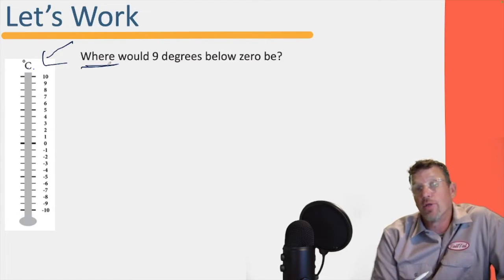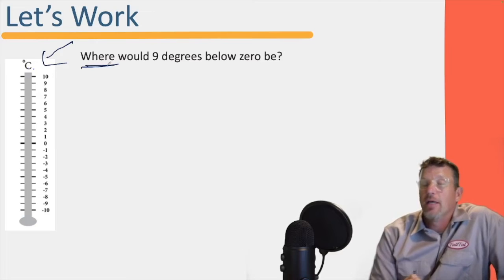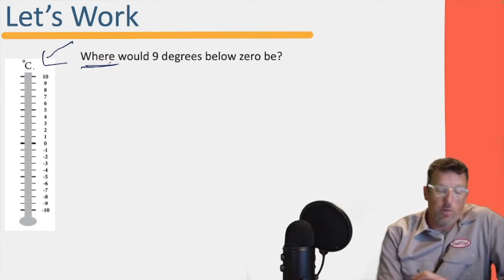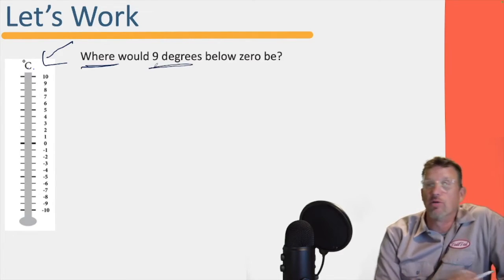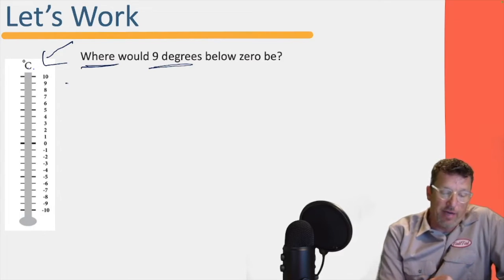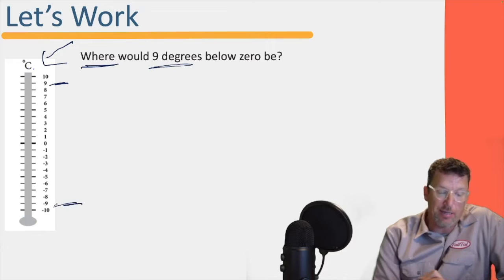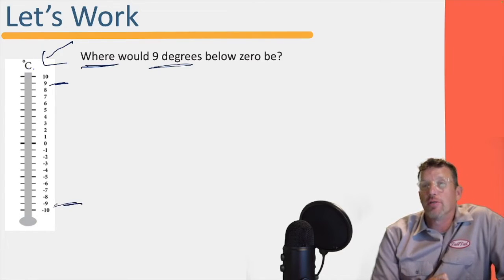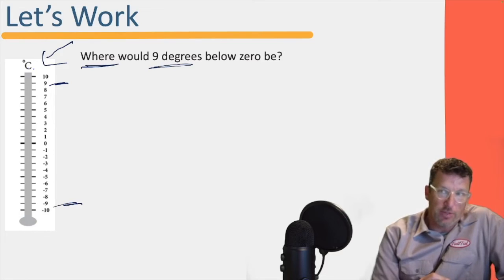Remember we said we're going to learn how to represent integers on a number line? Well, we want to know where 9 degrees below 0 would be. Well, there are 2 9s on our number line right now. We have a 9 here, and we have a -9 here. We have to figure out which one of those we're going to use. And there's a key word in this sentence that helps us. You guys know what that key word is?